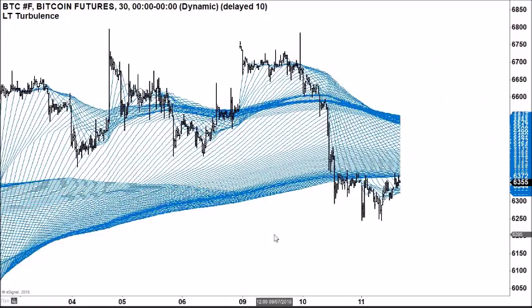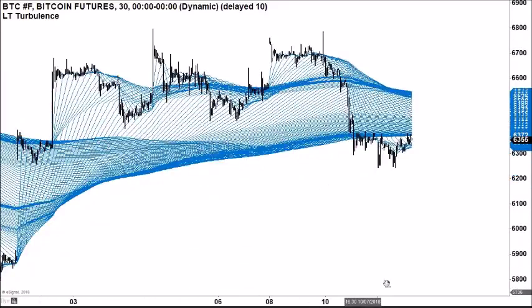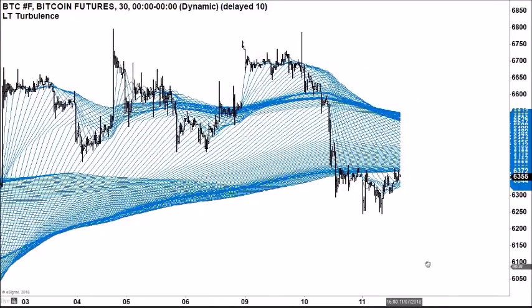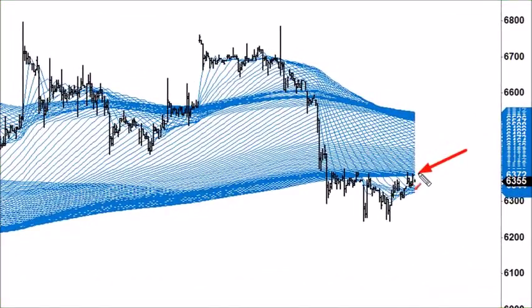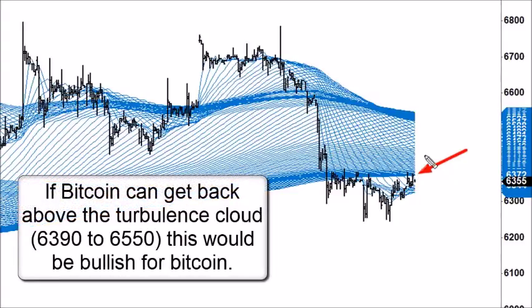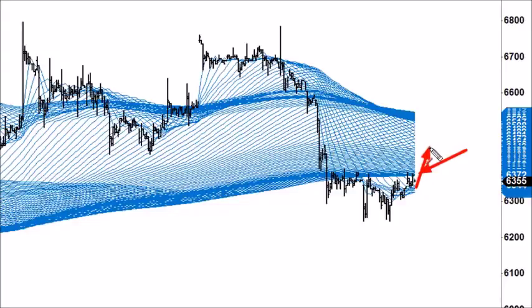So once again, the fact that Bitcoin is now below the turbulence cloud is certainly not a good thing for the moment, unless it manages somehow to go back above it. This level of turbulence right here, this thick level of turbulence, is about a 6,390 level. But that's not enough. Bitcoin must manage to get into the cloud and also rescue itself out from the thick level of turbulence right here. That's actually at the 6,550 level. Bitcoin must manage to get back above 6,390, but more importantly, it must get back above this thick level of turbulence right here at 6,550.